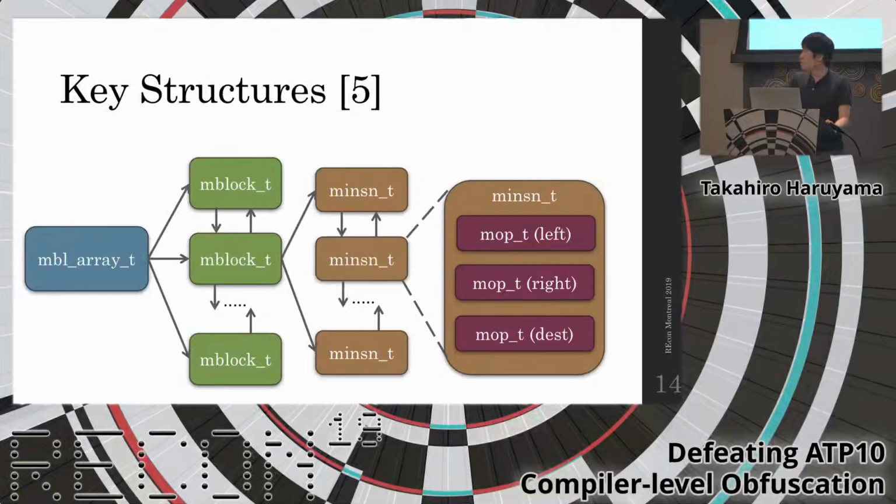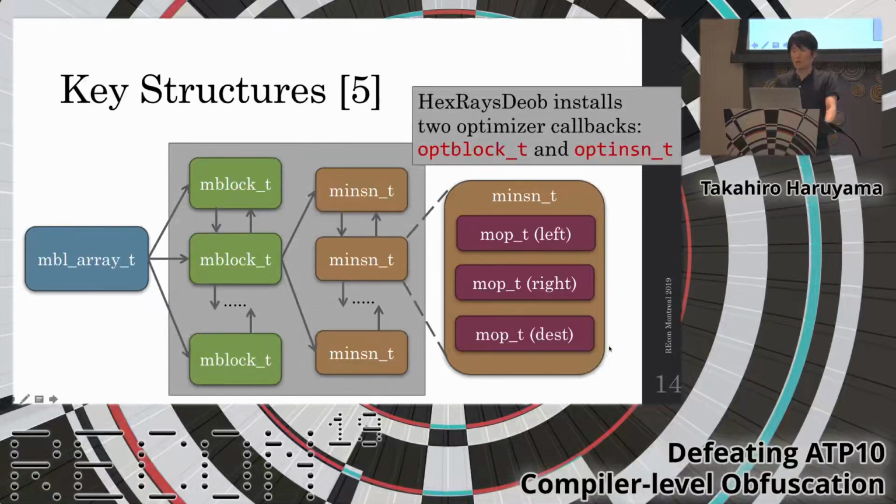There are 4 key structures in microcode: basic block array, basic block, instruction, and the instruction structure contains operand structures: left, right, destination, or left and destination. Hex-Rays provides callbacks to optimize these structures: optblock_t for control flow flattening, optinsn_t for opaque predicates.